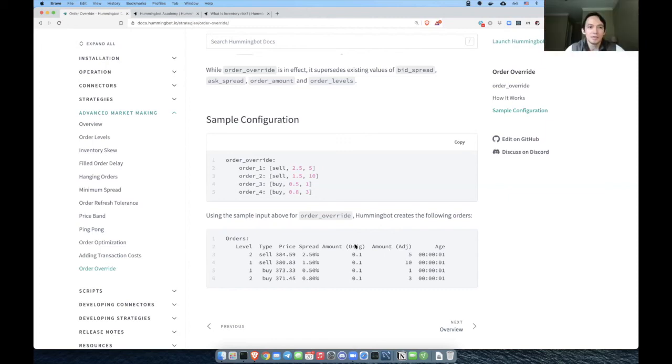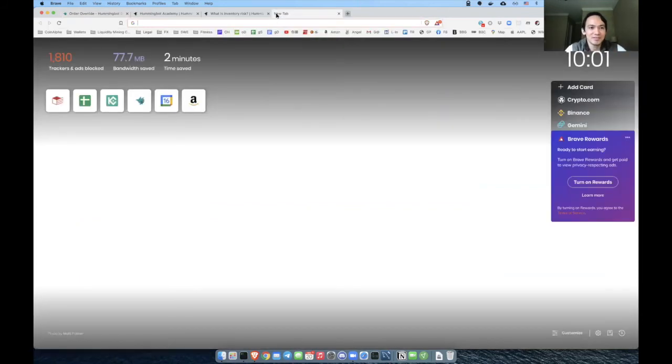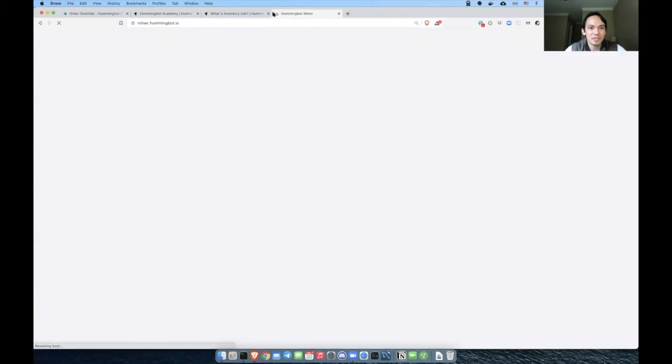Sure. Good question. One of the basic parameters that is the big question is things like what spread should they set. One thing that's actually useful is if we go to the miners page itself.